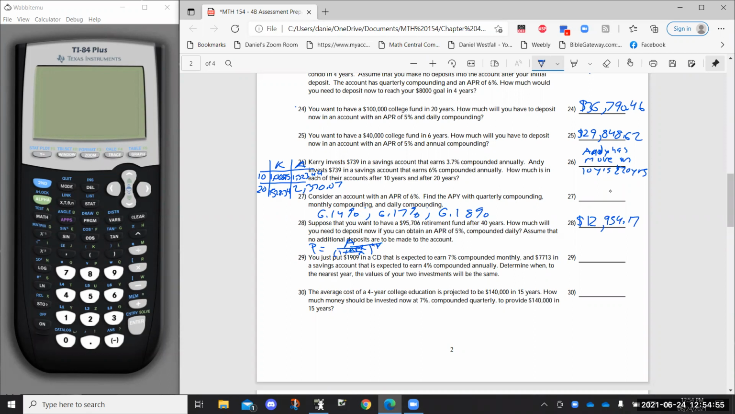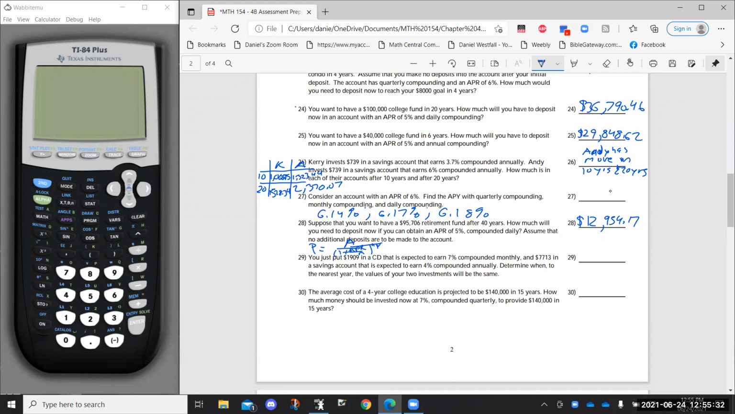So, you know, it's really good. You could, if you could find this kind of account, which you won't find, that it's going to be compounded daily, but if you could deposit about $13,000 and, you know, in 40 years, you could have $95,706 for retirement. Okay.